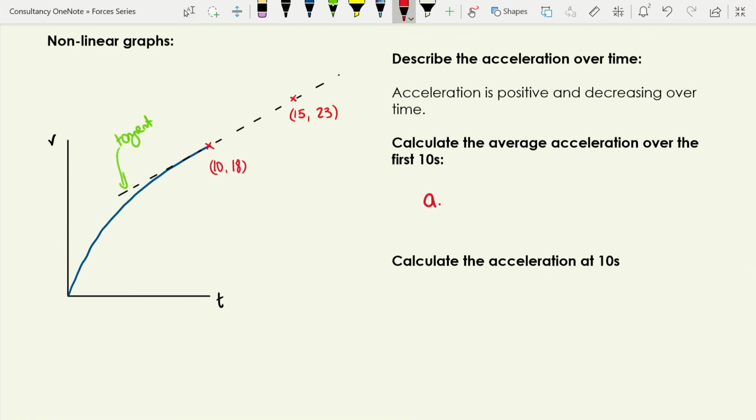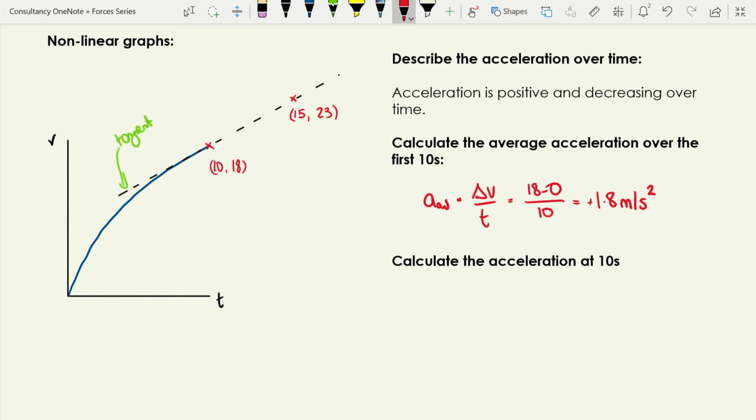So remember, average acceleration is change in velocity over the time that passed. So the change in velocity is 18, and it started at 0. And the time that's passed is 10 seconds. So we're just doing basically 18 over 10. So that's going to be plus 1.8 meters per second squared, because we've done meters per second divided by seconds.